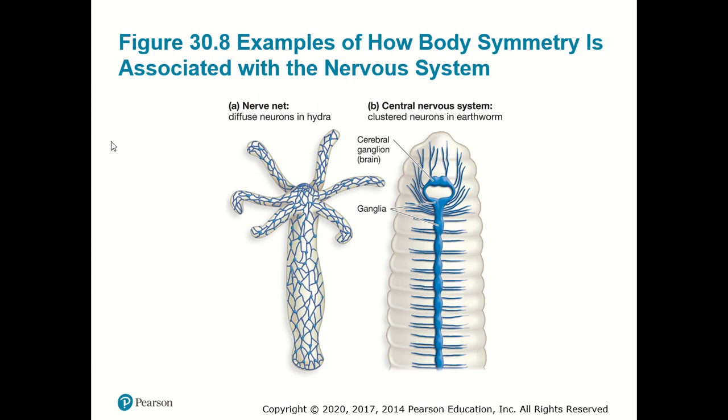Now, extending on body symmetry, it's important to talk about body symmetry because of the organs that animals contain, all of their anatomical structures, to include their nervous system. Body symmetry and nervous system are associated. They go essentially hand in hand. So there are different manifestations of nervous systems throughout the animals.